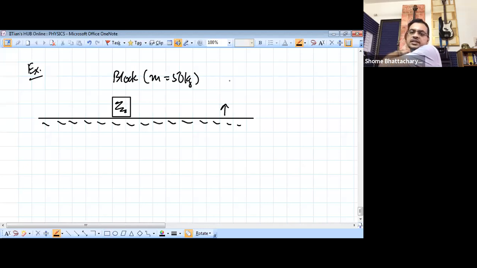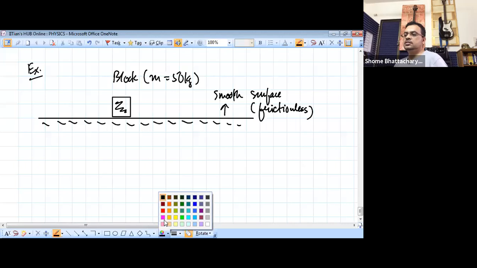Gravity causes instantaneous acceleration. That's why when a body is in free fall, the acceleration of the body is equal to acceleration due to gravity, which is small g, 9.8 meters per second squared. So this is a smooth surface. There's no friction on it.